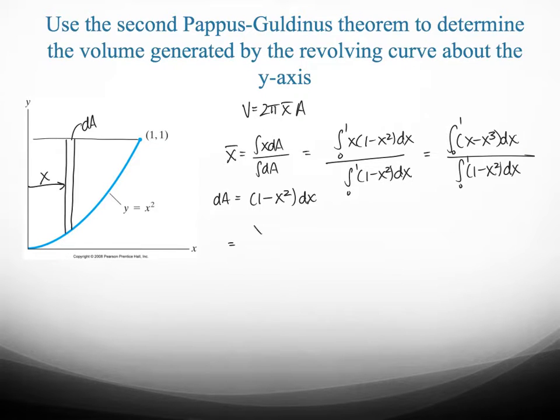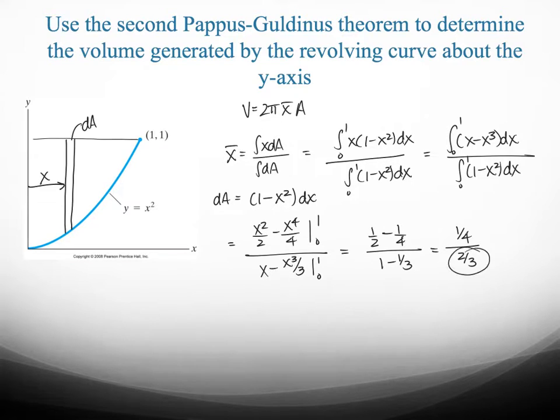So the top integral is going to look like x squared over 2 minus x to the 4th over 4, evaluated at 0 and 1. And the bottom integral is going to look like x minus x cubed over 3, evaluated at 0 and 1. So the top is going to be 1 half minus 1 fourth, and the bottom is going to be 1 minus 1 third. So this is going to be 1 fourth, and the bottom is going to be 2 thirds. Keep in mind that's my area, but x bar is going to be 1 fourth times 3 halves. So that's 3 eighths. My area turned out to be 2 thirds.